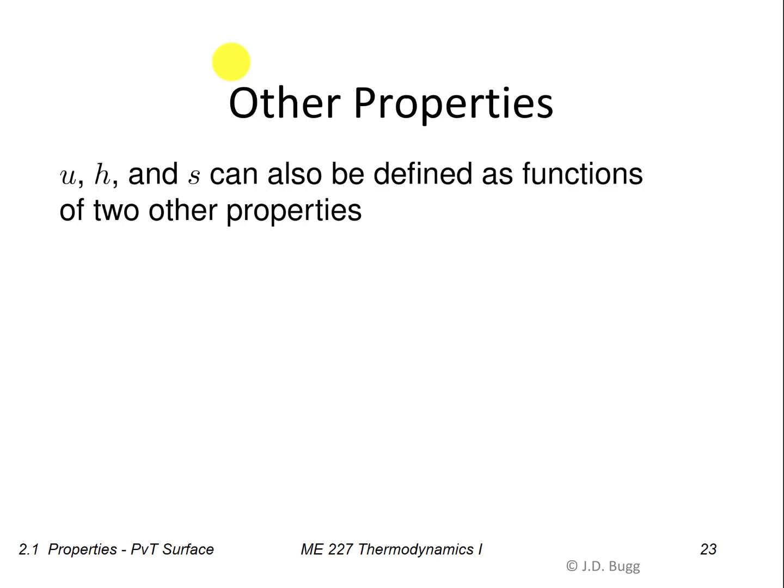Now, we've been focusing exclusively on three properties: pressure, specific volume, and temperature. But it's important to realize that our other thermodynamic properties, for example, internal energy, enthalpy, and entropy, can also be defined as functions of two other properties. So U could be found if we know P and V, for instance. H could be found if we know T and V. Now, there's nothing special about those particular properties. The point here is that given any two independent properties, you should be able to find any other property you need. Said another way, given any two independent properties, you should be able to fix the state.